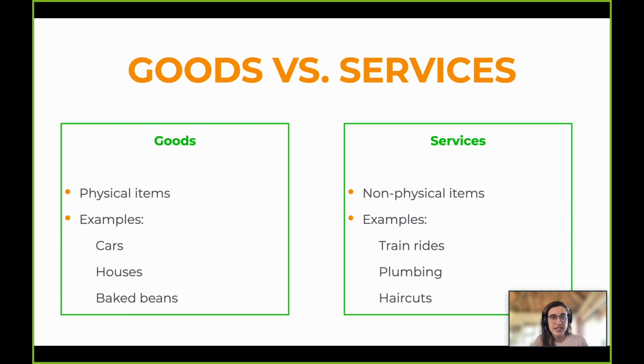So a train ride: the train is the good, and the service is the actual transportation. Plumbing is a service, since someone comes to fix your pipes. Haircuts are another service.